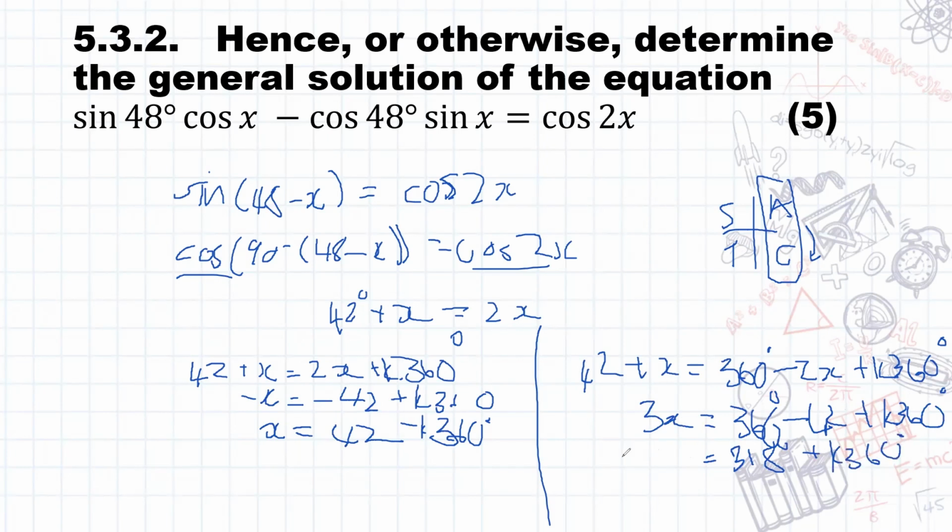But you can't have 3x here, so we need to divide by 3, and so everything gets divided by 3. So this thing, magical calculator in the background, is 106 degrees plus k120 degrees.